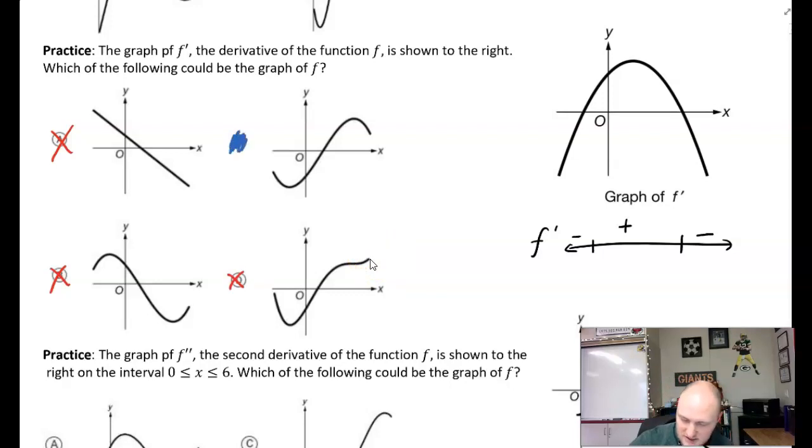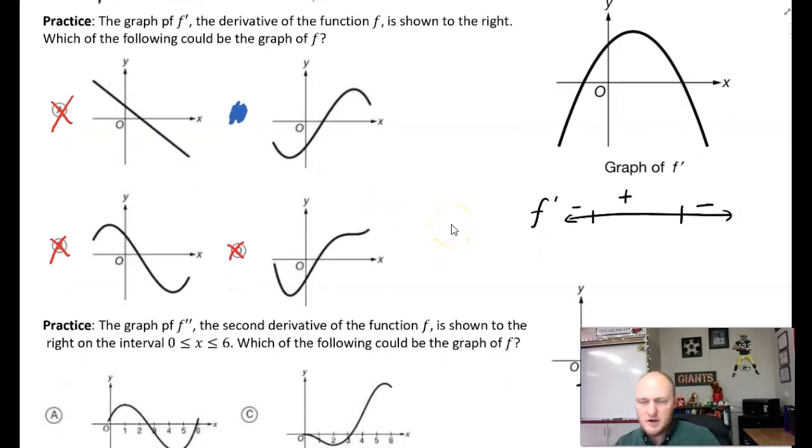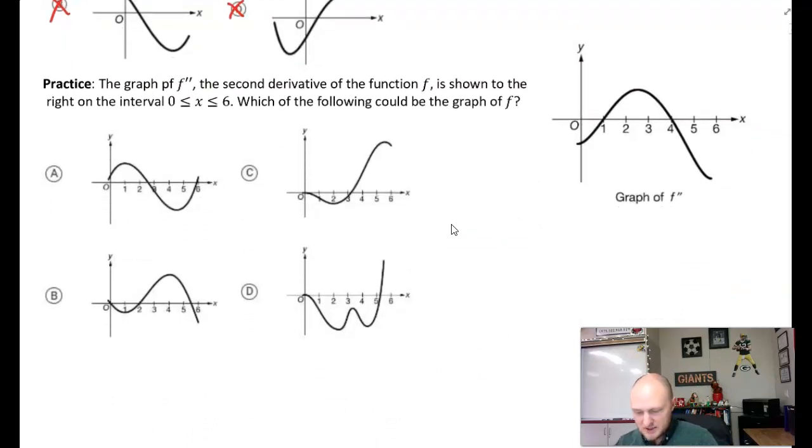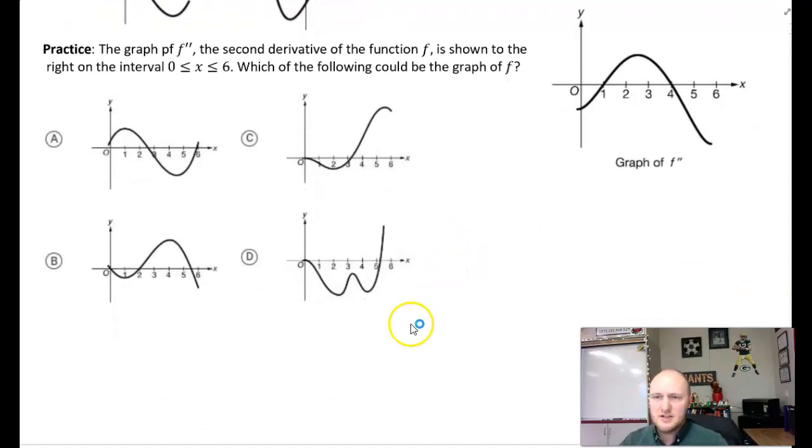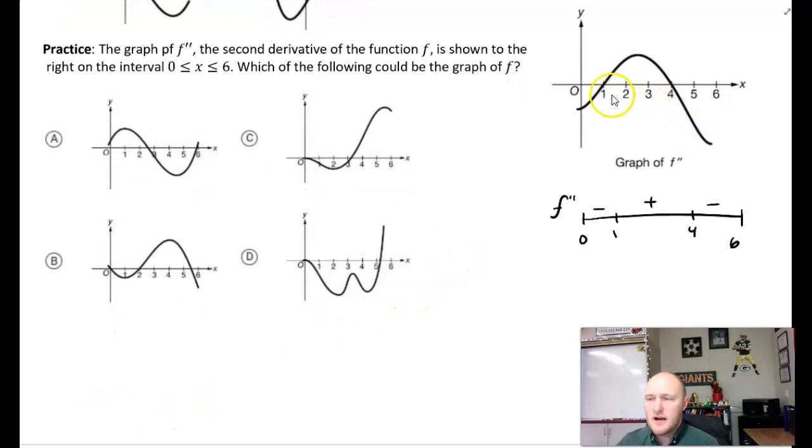Hopefully you got C. Okay, next practice problem. Please go ahead, pause the video, and try this example. Our graph of f double prime tells us that our function is concave down from 0 to 1 because it's below the axis. It's above the x-axis from 1 to 4, therefore our function will be concave up on this interval, and then concave down on 4 to 6.